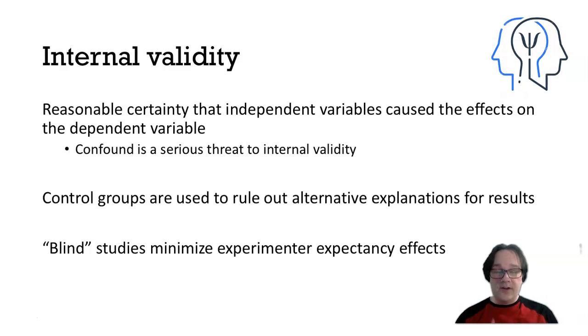So confounding variables are a serious threat to internal validity. And confounding variables are variables other than our independent variables that systematically have an effect on the dependent variable. In other words, these are variables that, how do I put this? I'm just trying to think, like, for our example of depression.